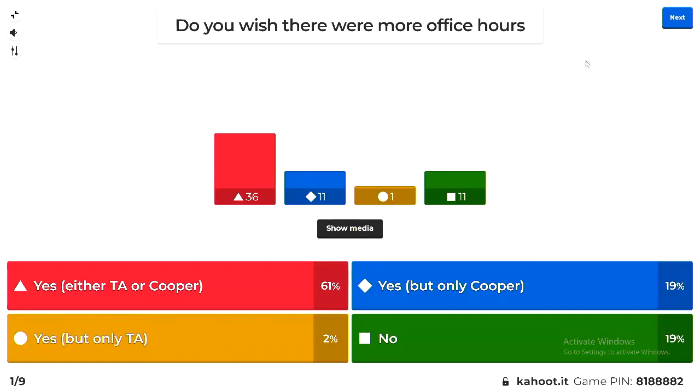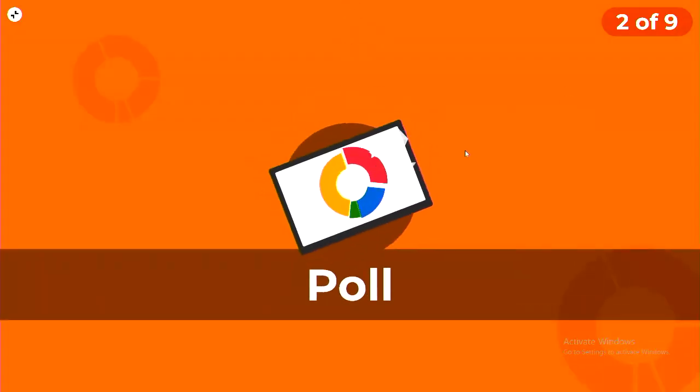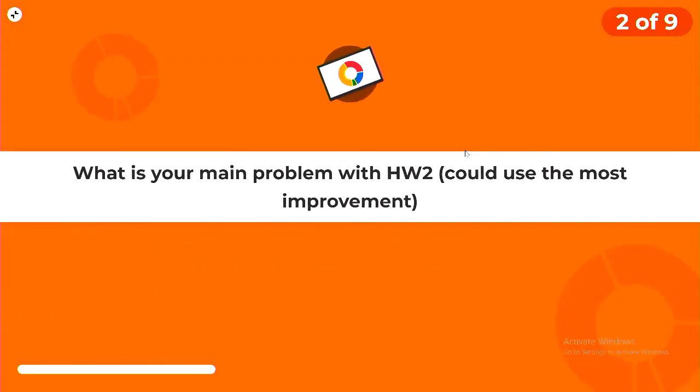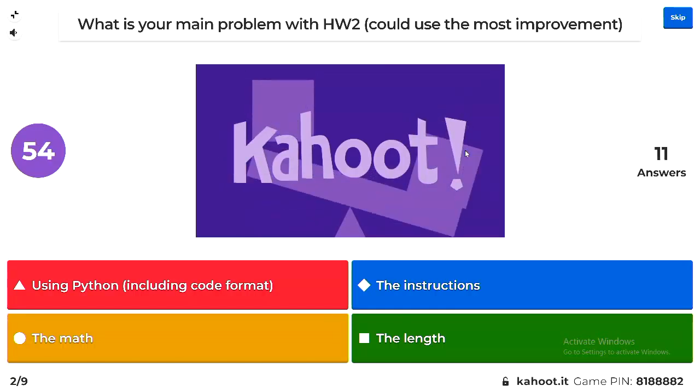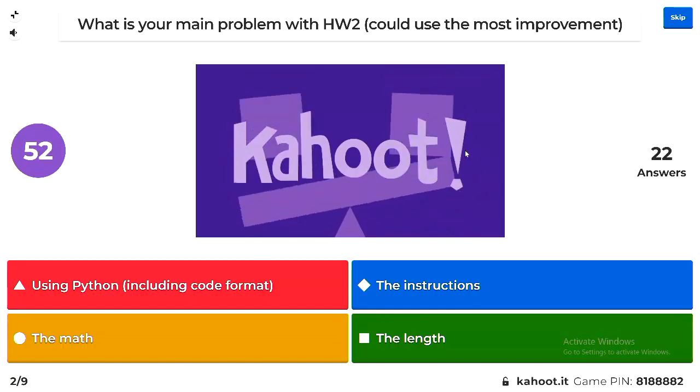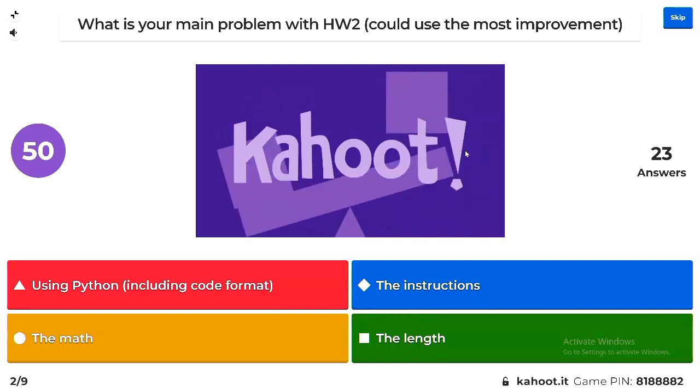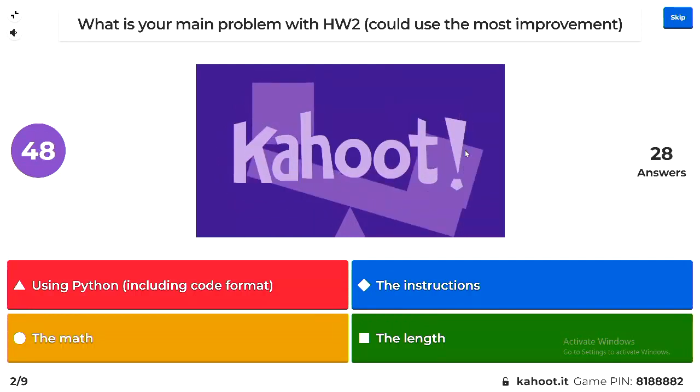All right, cool. Well, looks good. All right. Nice. Thank you. We're doing a couple polls first, and then we'll get to the ML stuff. Don't worry. So what's your main problem with homework 2? Is it using Python, including the code format that I set up, the instructions, like the written instructions, the math, or just the length?